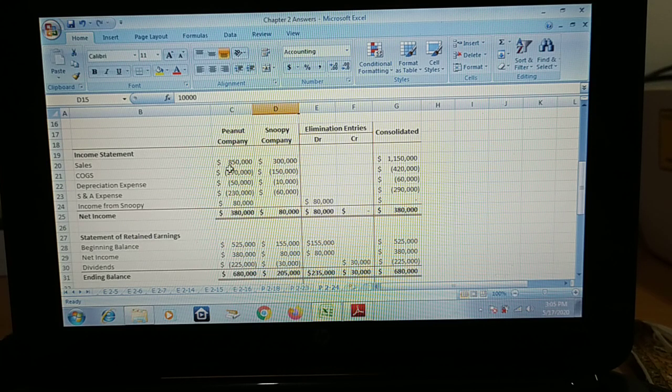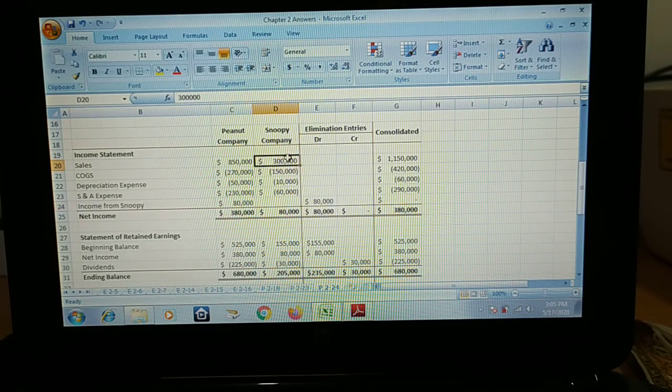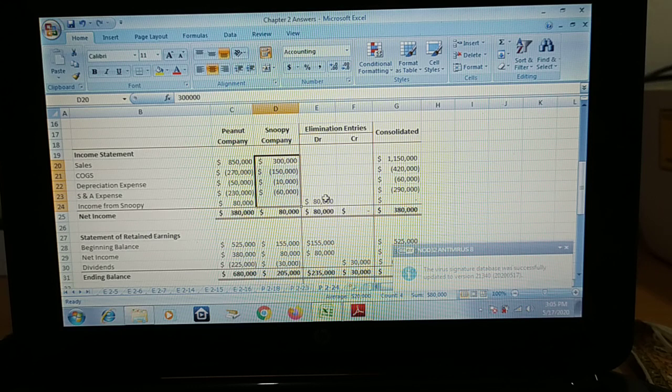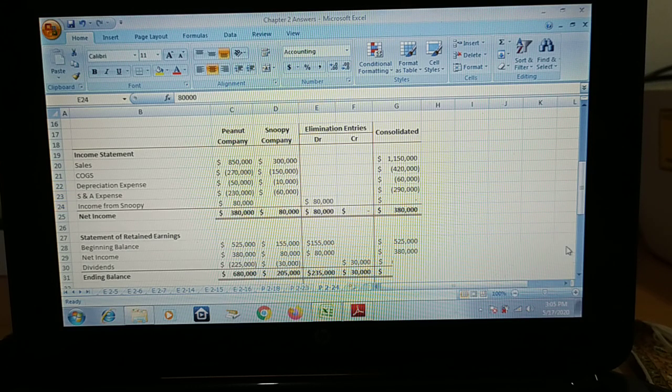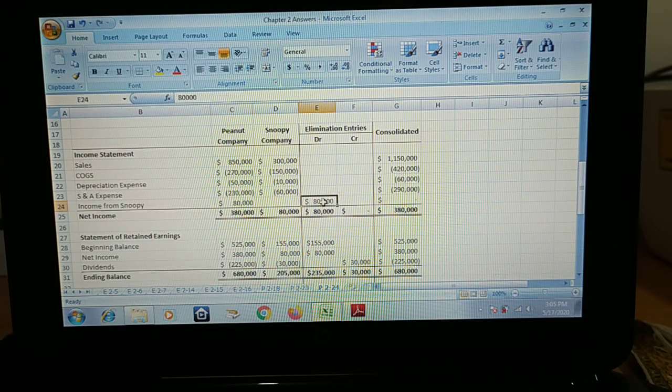Again, we start from the income statement. You just move over the numbers for sales, COGS, depreciation expense, selling and administrative expense, and income from Snoopy. All of it is already in the trial balance, and it is the same with Snoopy. Then we move the elimination entry. It is always the same. The entry related to the income statement is income from Snoopy. And then we do the consolidated part. We just sum it for both companies.